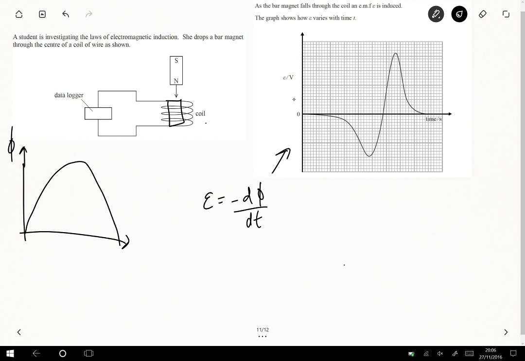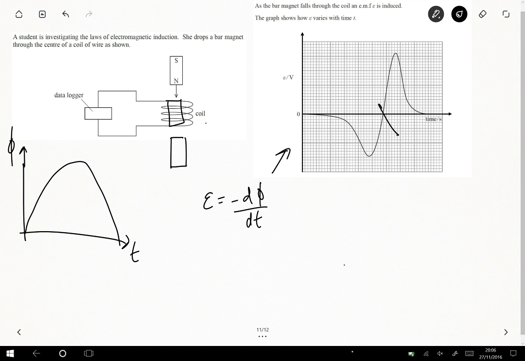Now, if I just do flux against time, then what I've got here is the flux that is contained inside the coil. Because the flux contained inside the coil is at one point going to be a maximum, that gives us this shape. Now, this is the graph that we're explaining, and this graph is proportional to the change in magnetic flux.